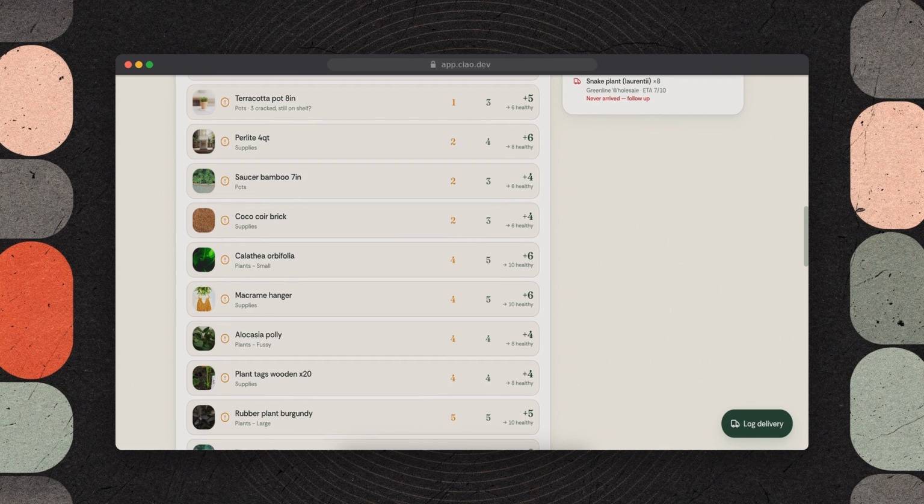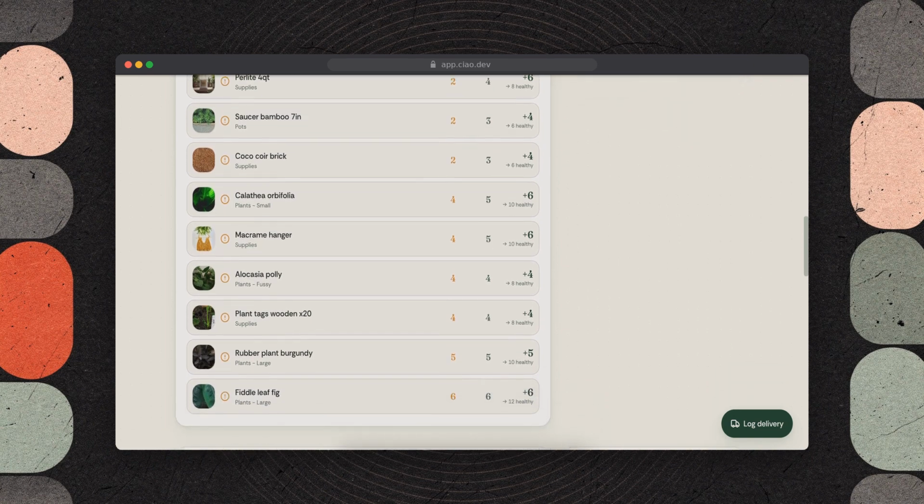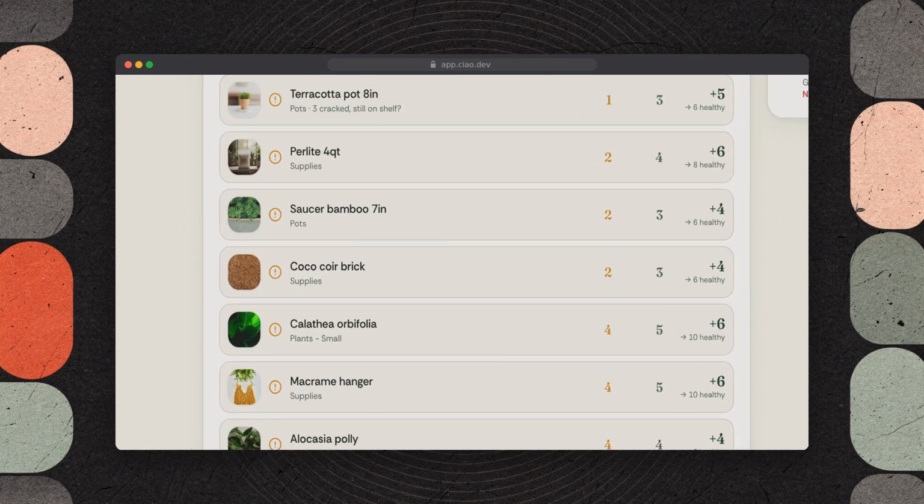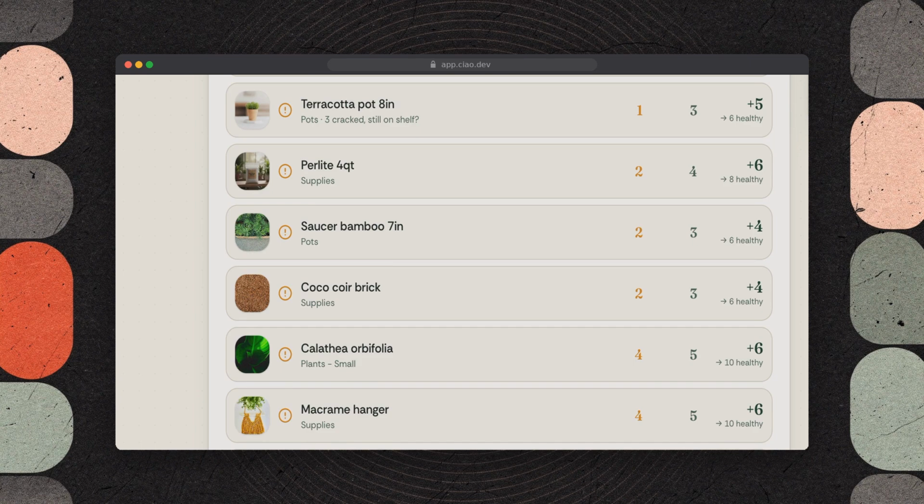Let's see if that's actually true, because I have read a lot of summaries that were more optimistic than the app. Coco coir brick, and that is a brick of coco coir. Watering can. The macrame hanger's a macrame hanger, and the humidity tray is a tray. So it went and matched every one of them to what it actually is, which is the half I'd have fumbled myself at 8 in the morning.